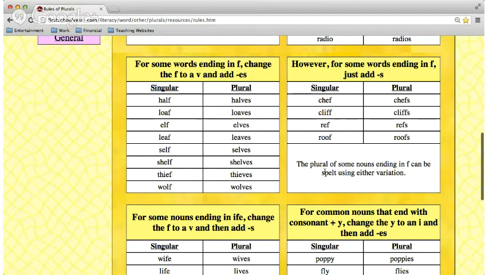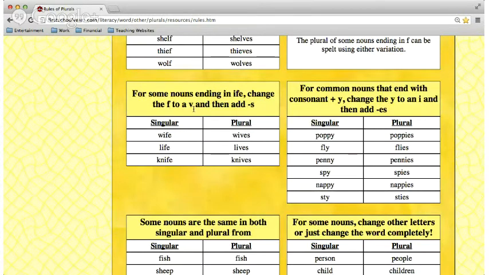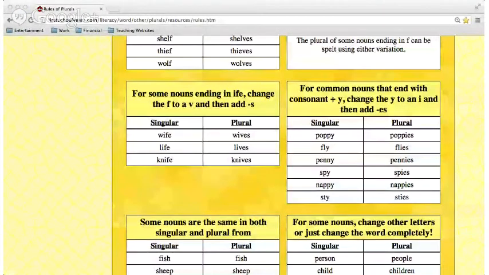Let's go here to some other words that we switch from an F to a V and only add the S because the E is already there. All right. Okay. Let's see here.